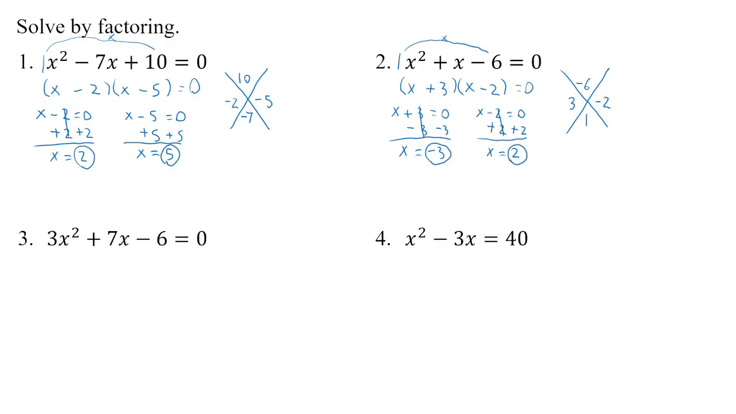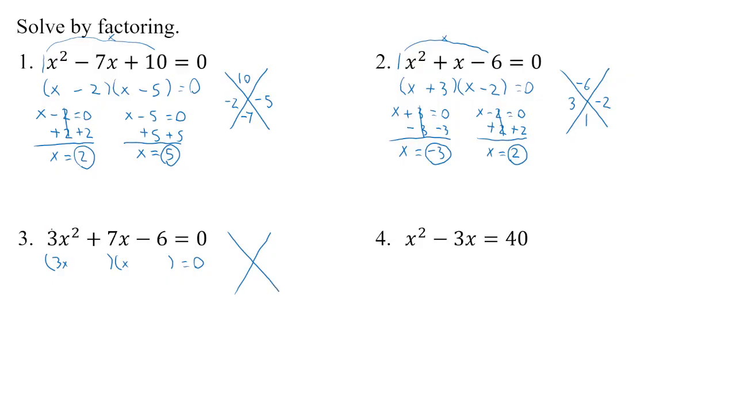Number 3, we're going to solve 3x squared plus 7x minus 6 equals 0. One side of it is 0, so we're going to factor 3x squared plus 7x minus 6. And the first thing we're going to do is factor 3x squared, which is 3x times x. We're going to draw a big X.